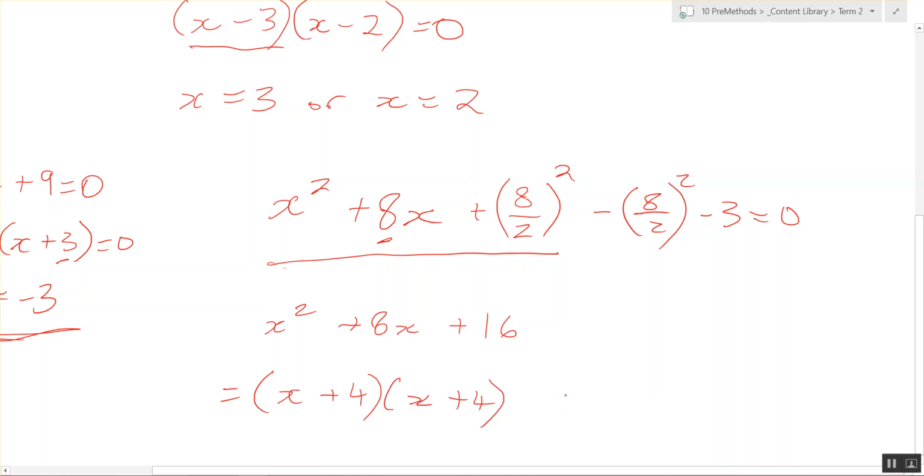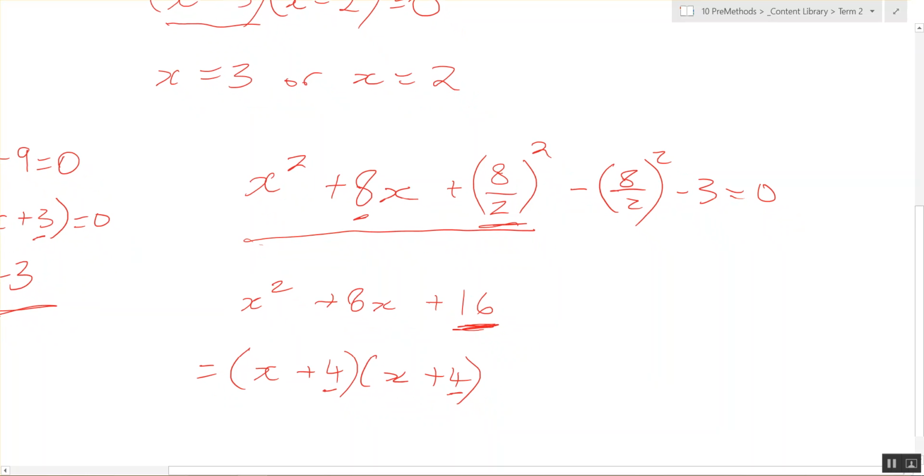Okay? So the answer is always the square root of this. Does that make sense? The second number in the bracket is always the square root of the number you just came up with. Yeah?